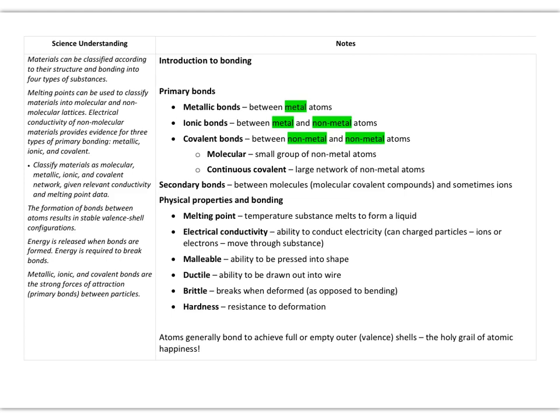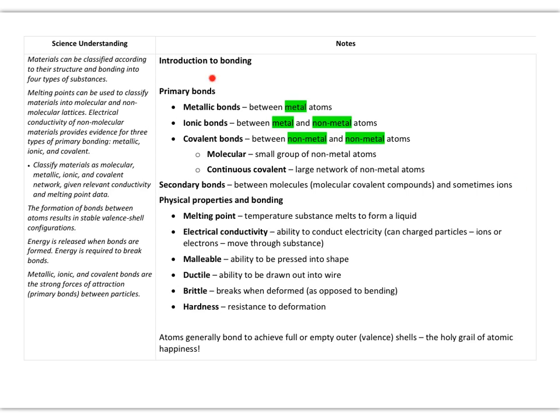The reason we use the term primary bonds is there's also something called secondary bonds, and these exist between molecules in our molecular covalent compounds, and also sometimes between ions and molecules as well. We're going to do a lot more on that later on, and that's going to form the basis of a lot of what we do in our first practical investigation this year. So we'll cover that in a later series of videos.